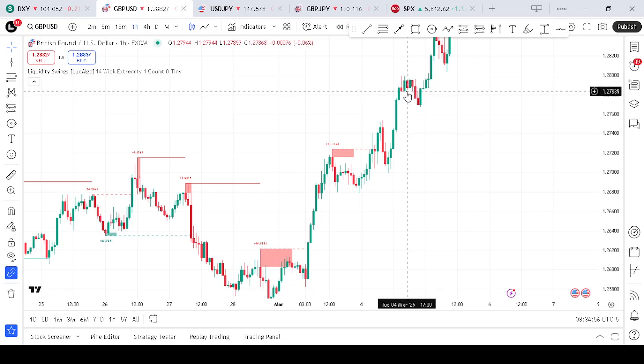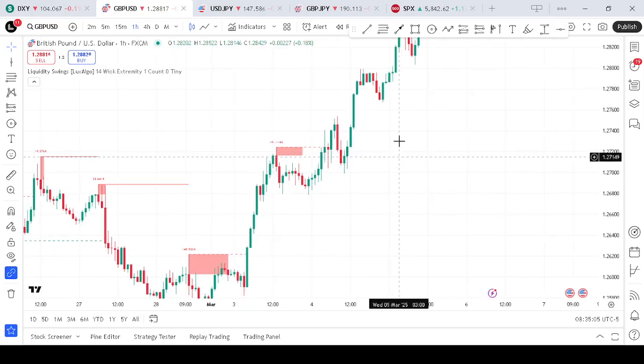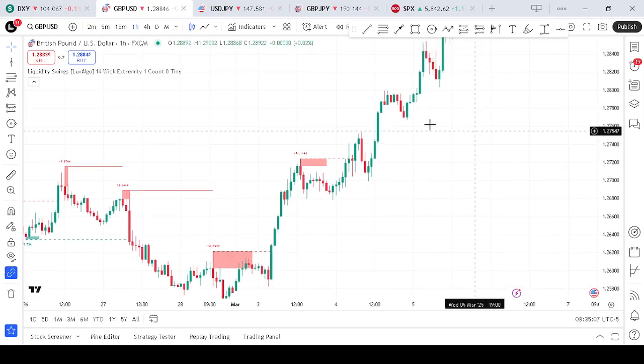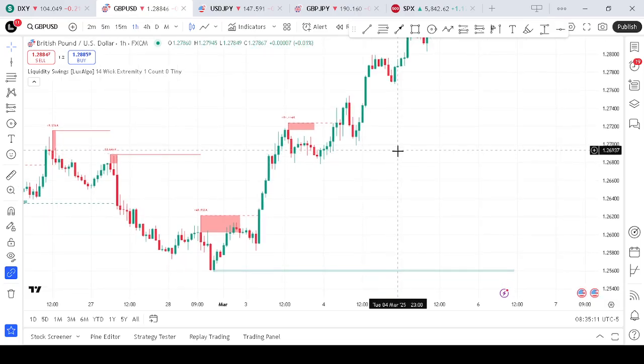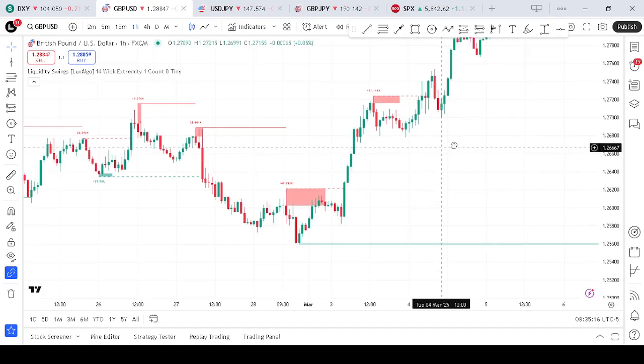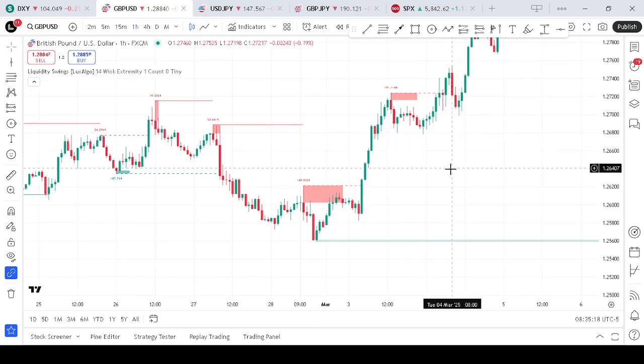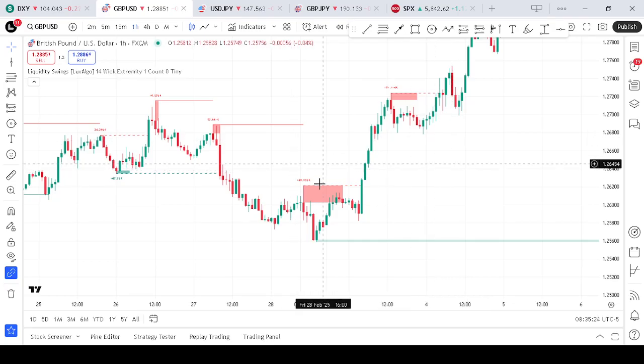There are several ways you can approach different scenarios, depending on how price behaves around the liquidity zone. I'm taking my time to look for a perfect example. For a reversal trade, you would want to look for price approaching the liquidity zone, either a swing high or a swing low.